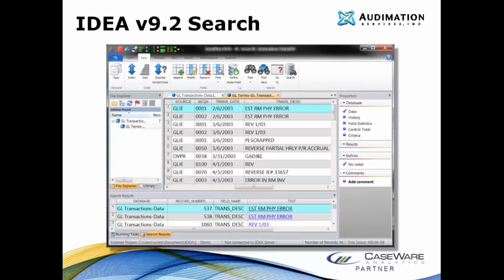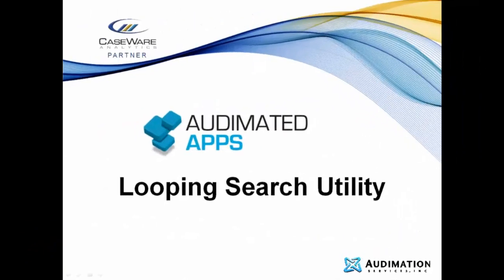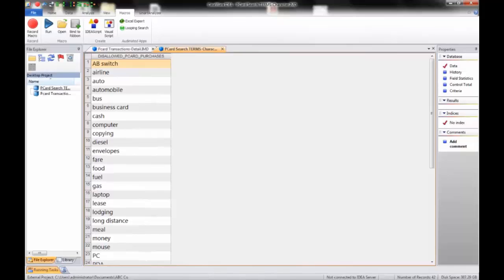If you have questions on how to configure search criteria and effectively use IDEA's search feature, please call the Automation Services Help Desk team. The looping search utility was developed by Automation Services to help one of our clients solve a very specific issue. They needed to search large databases for specific words or phrases that were red flag words. A strong use case for this application relates to purchase card data and searching for purchases made at disallowed merchants.